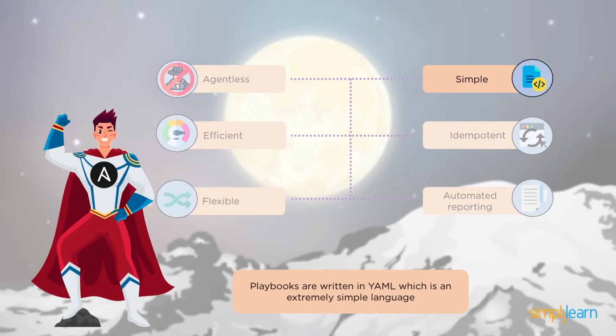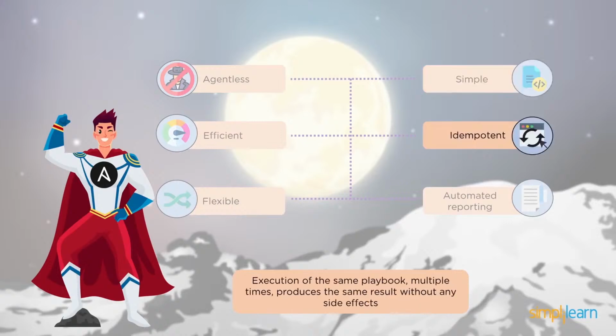Ansible cannot get any simpler with your playbooks written in a language such as YAML, which is as close to English as you can possibly get. Idempotent basically means that if you have a playbook which needs to be run on n number of systems, it would have the same effect on all of these systems without any side effect.